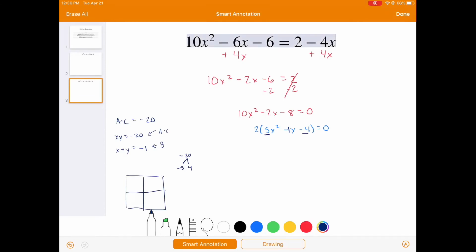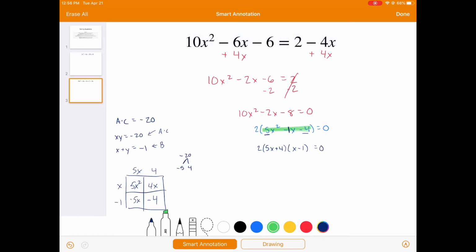In our box, the top left is our 5x squared. The bottom right is our -4. Then we have -5x and 4x. And remember, all of those terms are coming from the inside of the parentheses. And then we just start factoring. So we factor out an x, a -1, because those are both negative, a 5x, and a 4. So in the end, when we factor, we get this. And we can solve for x.